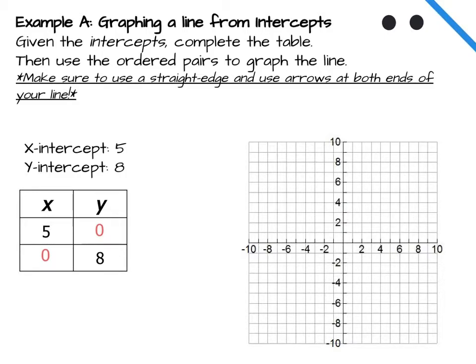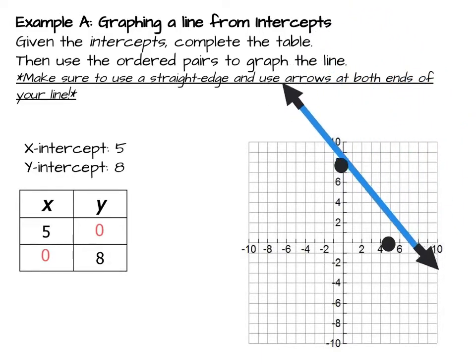Now that we have completed the table, we're going to use these ordered pairs to graph the line. So the first ordered pair is at 5, 0. So I'm going to take my point and plot it at 5, 0. Right there. Then the next point is at 0, 8. So I'm going to place my point there. Now that we've plotted our ordered pairs on the graph, we're going to use a straight edge to connect the dots together. And make sure that your line has arrows at the end because this linear equation, this line, is going to go on forever.